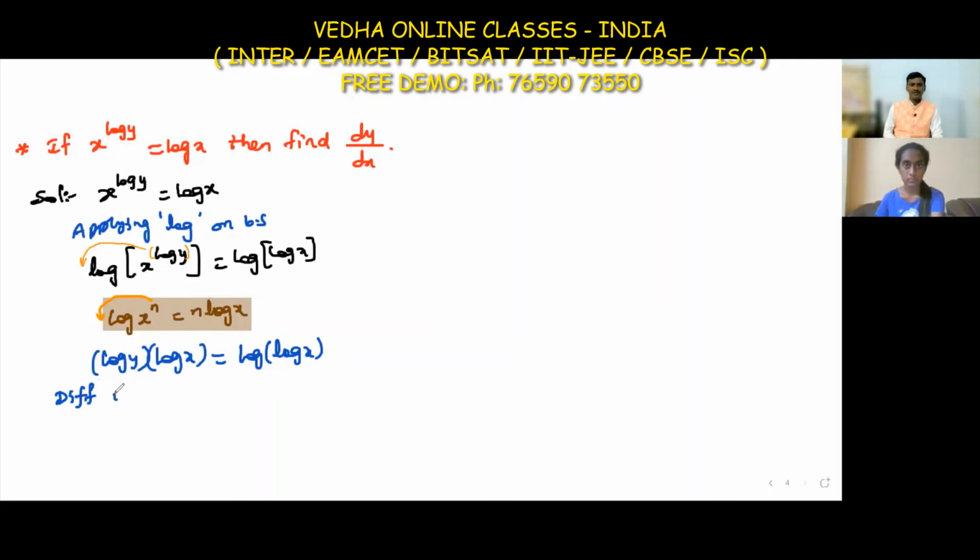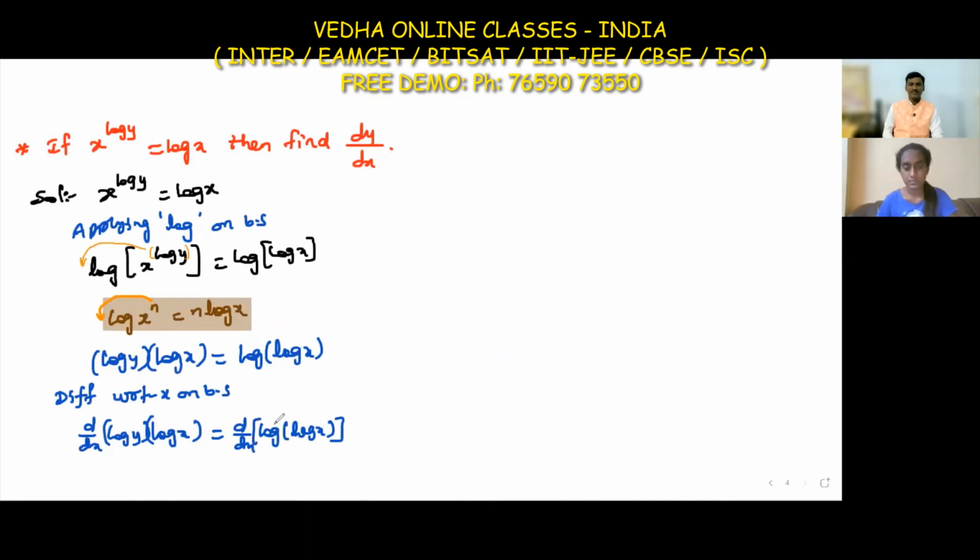Differentiating with respect to x on both the sides, then d by dx of log y into log x equals d by dx of log of log x.